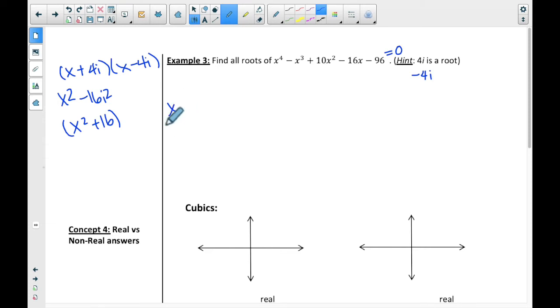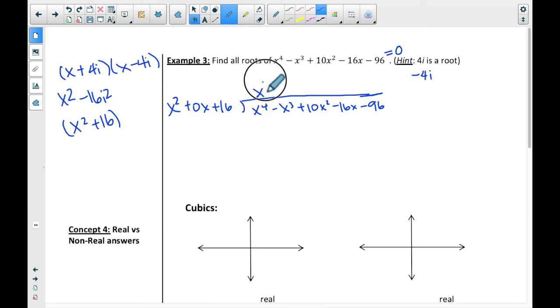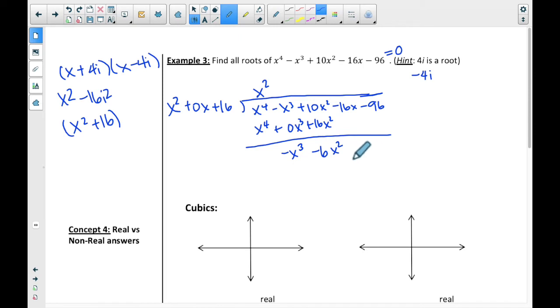Except when I divide, I have to put that 0x in the middle, remember? So I'm going to put that 0x in there, and okay, so I've got my polynomial set up for my long division. x squared times what will give me x to the fourth? Well, that would be x squared. I now have to distribute that. So take a second to finish this out here. All right, so I distribute it. I need to subtract it. And I need to bring down my 16x, minus 16x.